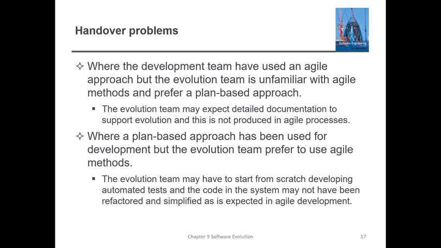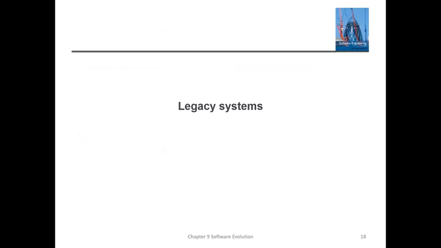So if they are going for a plan based process, then what will happen, the evolution team will be made to understand what to do and all, because they will have the documentation, codes, everything to support the evolution team. So this kind of problems sometimes arise while dealing with the development team and the evolution team. So the next class we are going to have the legacy system.